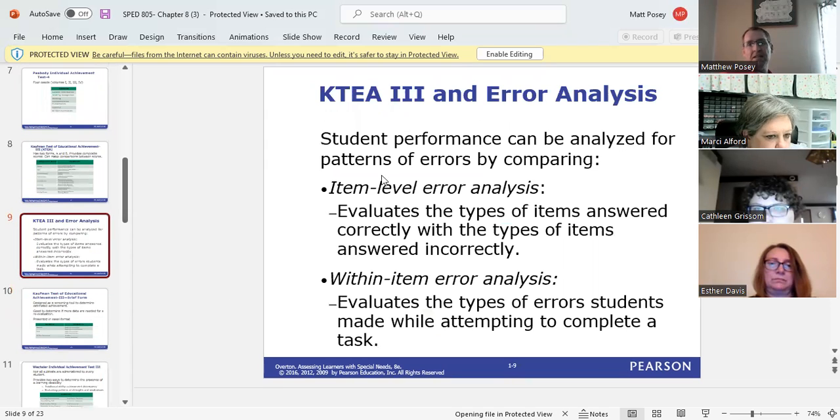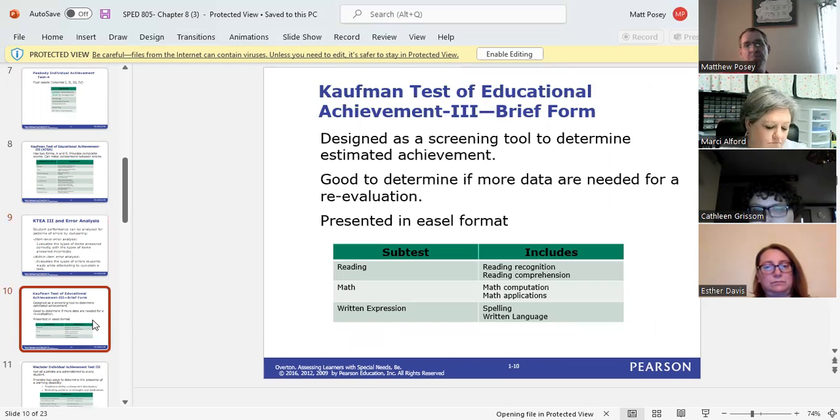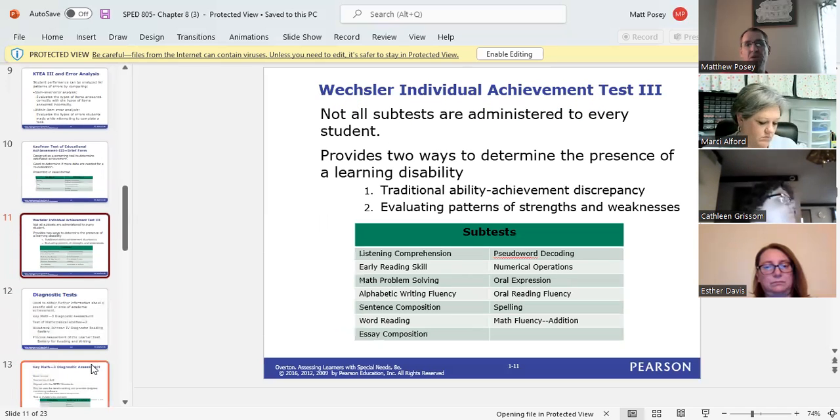KTEA 3 and error analysis. Basically, students are going to evaluate the types of answers correctly, the types of items that are answered incorrectly, and then we do a comparison on that. We also evaluate the types of errors students made while attempting to complete a specific task. So we have some task-oriented problems in there as well.